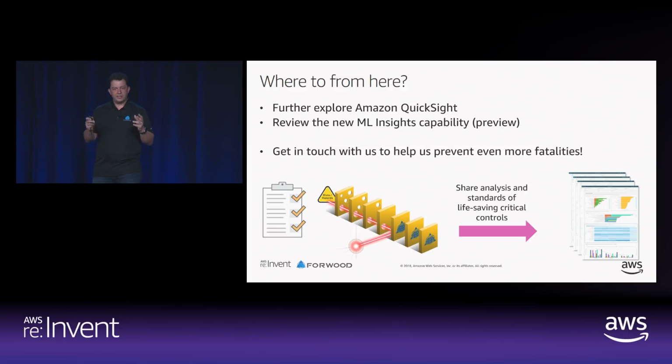And if we can get to this next point, if we can find out where the next fatality will occur, if we can predict that, it will be like the holy grail in fatality prevention.